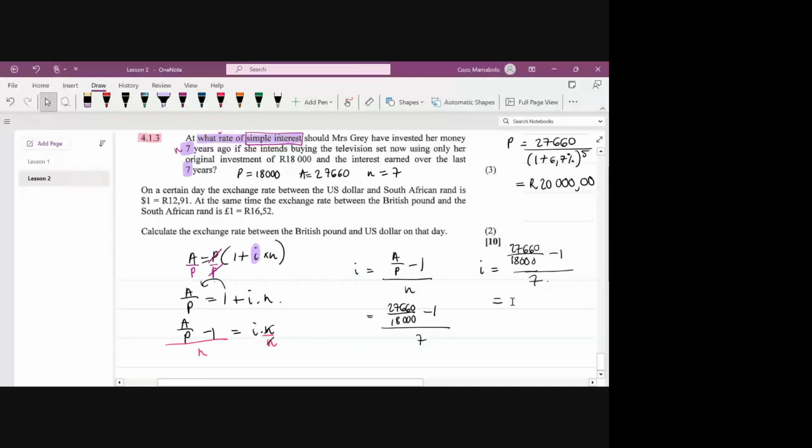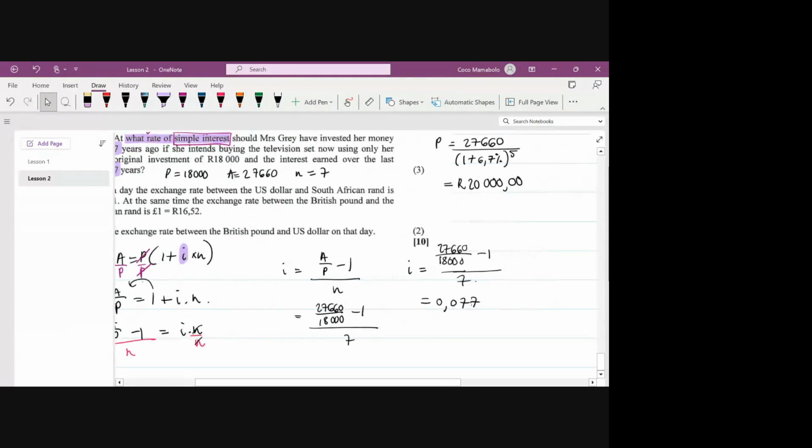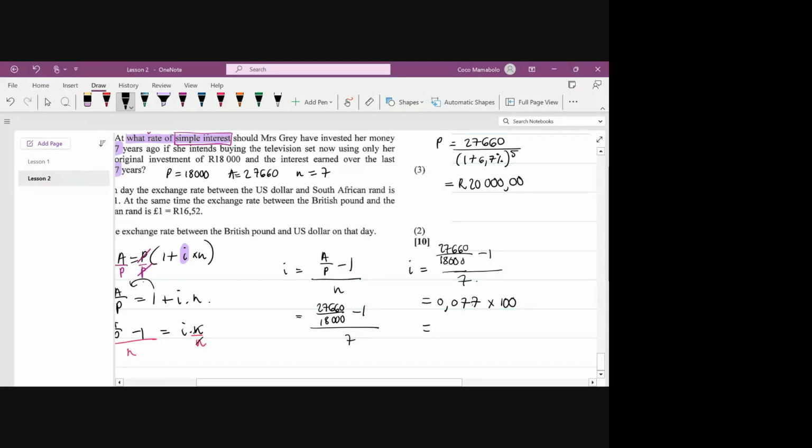We get 0,076666. So I'm going to just cap it at 0,77. But because it's interest, it's calculated out of 100. So we're just going to take this and multiply that by 100. Therefore, our answer should be 7,7%. All right.